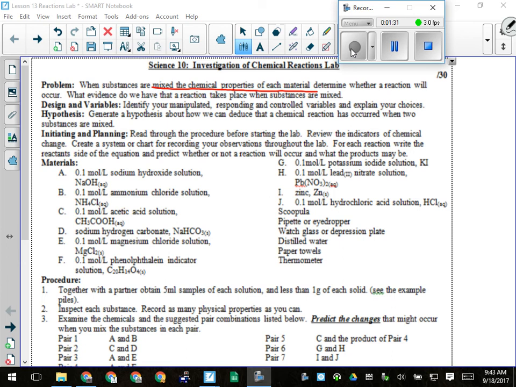Okay, the and part is simple. You're just describing the experiment, so you can read through the procedure and give some kind of brief description of what we're going to be doing. It's basically mixing various pairs of compounds together.